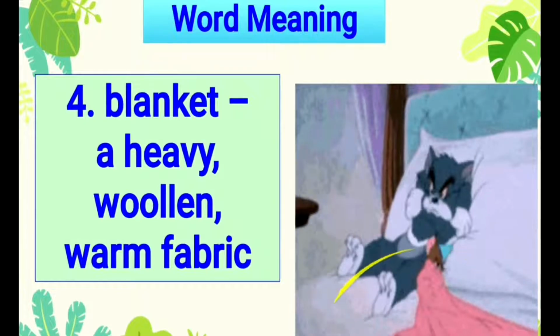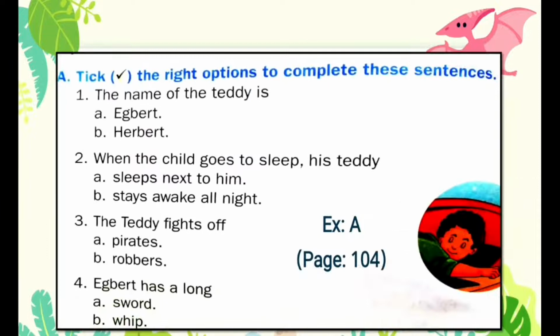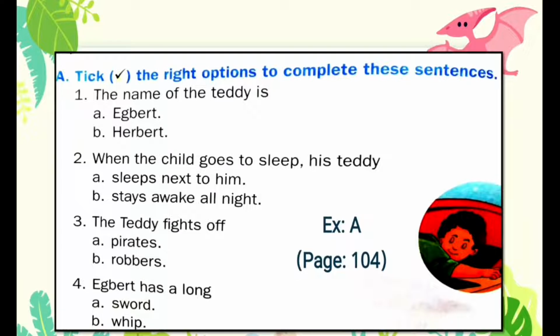Here is the book exercise of page number 104. You can see this book exercise, the MCQ one. The instruction is to tick the right options to complete these sentences. So you have to give a tick mark with the pencil to complete these sentences. The first one is, the name of the teddy is what? You know very well, right? It's Egbert. Yes, it's Egbert.